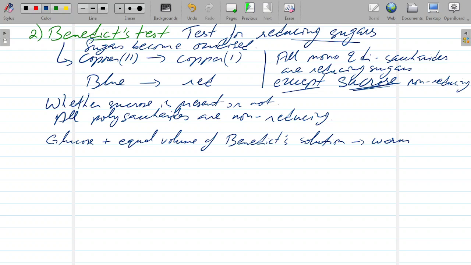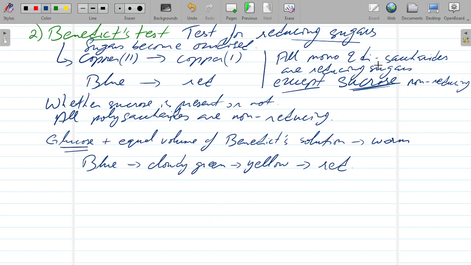And when you do that, you will notice a color change. It will go from blue to, as they mentioned, cloudy green, to yellow, and finally to brick red. I already mentioned why that's happening. The copper 2 is being reduced to copper 1. Because glucose is a reducing sugar, it's a monosaccharide, it's a reducing sugar, you will see this happen. Is this clear? Okay.